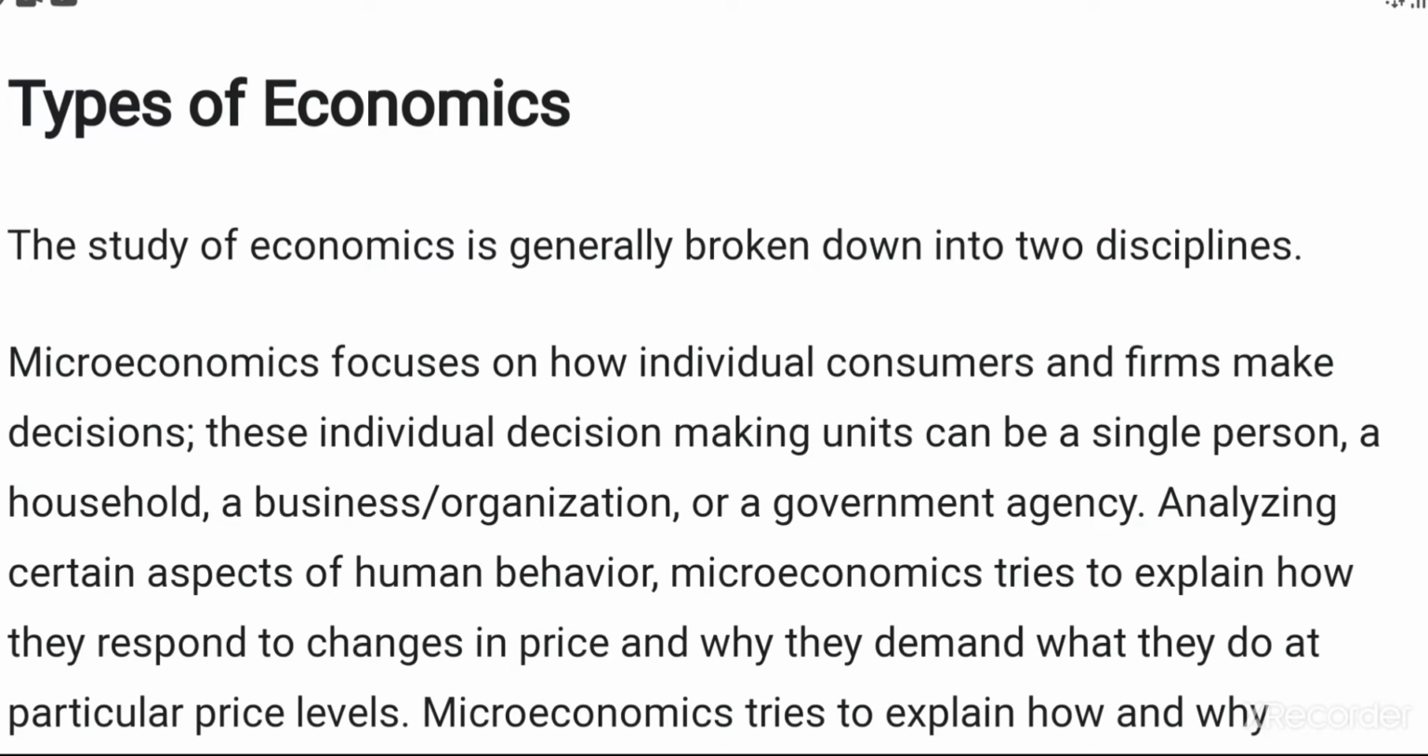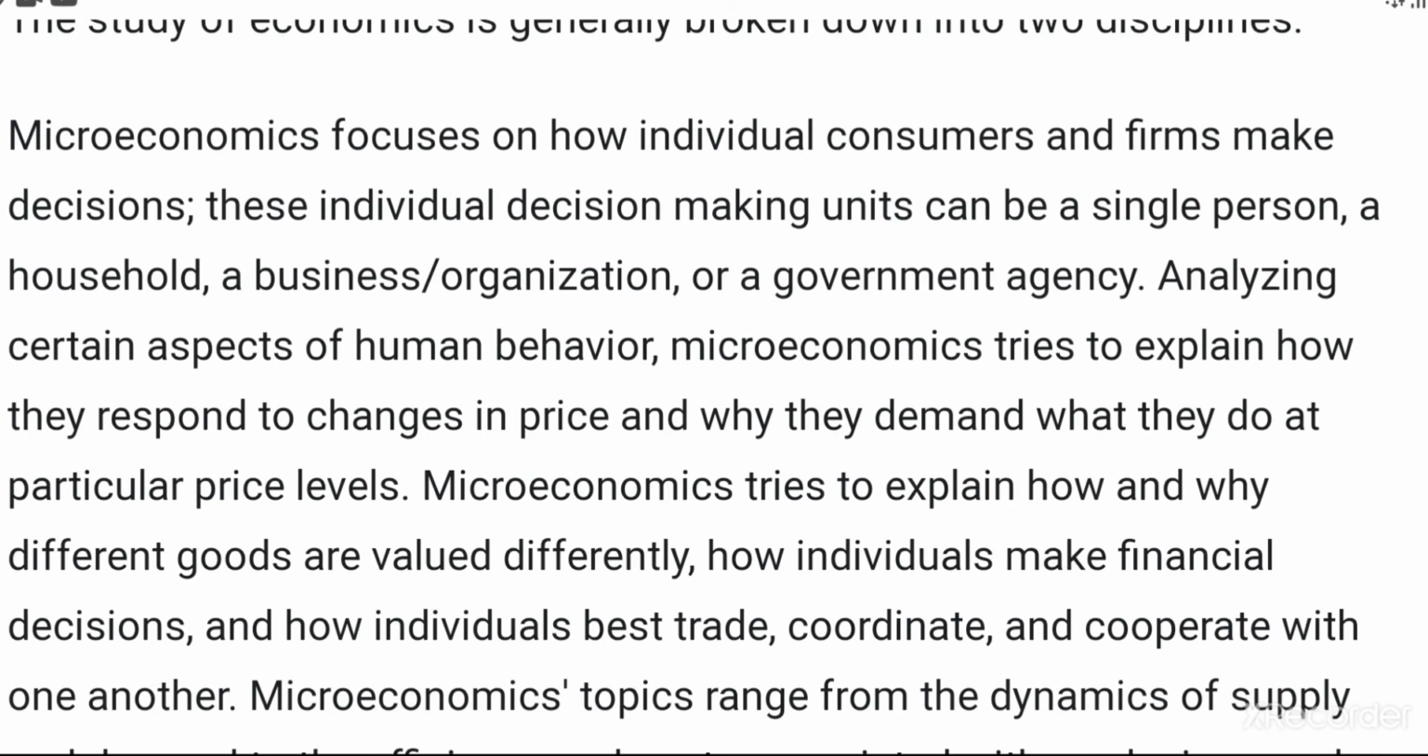Microeconomics tries to explain how they respond to change in price and why they demand what they do at a particular price level. Microeconomics tries to explain how and why different goods are valued differently, how individuals make financial decisions, and how individuals best trade, coordinate, and cooperate with one another.